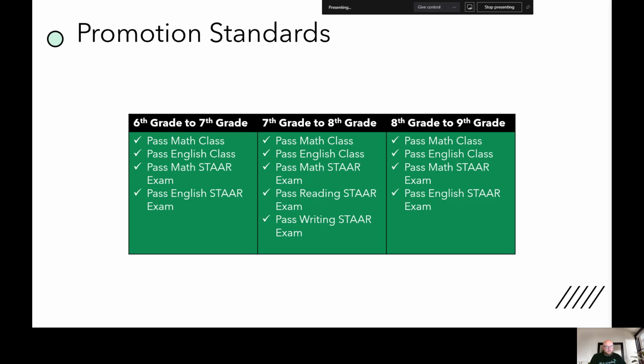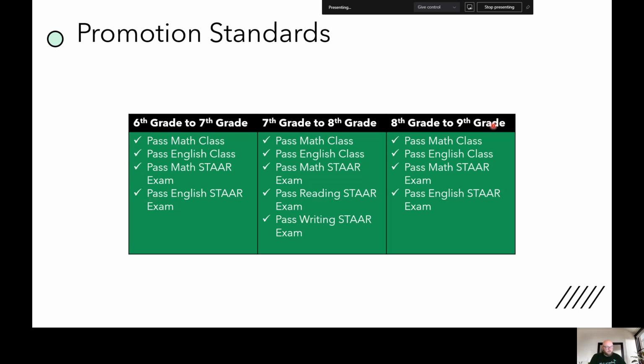So promotion requirements differ by grade level. 6th and 8th grades have very similar promotion requirements, and they also only have 4. So 6th grade has 4, 8th grade has 4. 7th grade, on the other hand, has 5. So let's look at 6th and 8th grades first, as they are the most similar. So right here in 6th grade, we have student must pass their math class, their English class, their math STAR exam, and their English STAR exam.